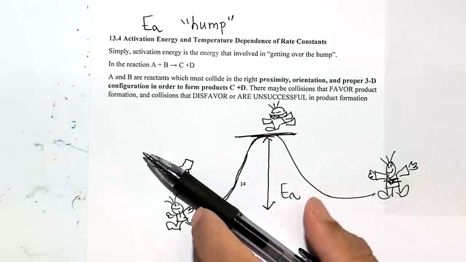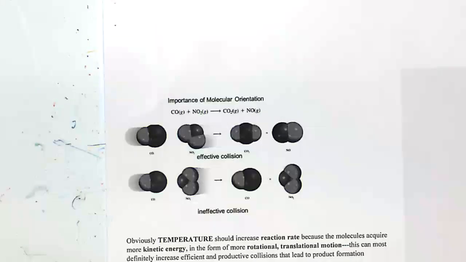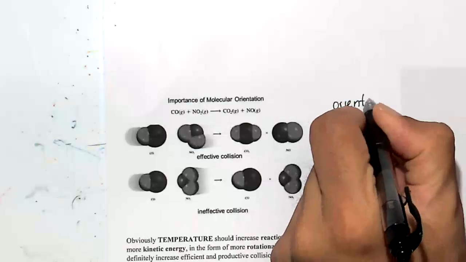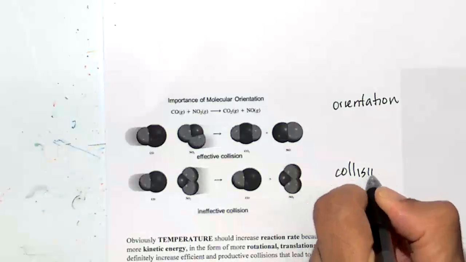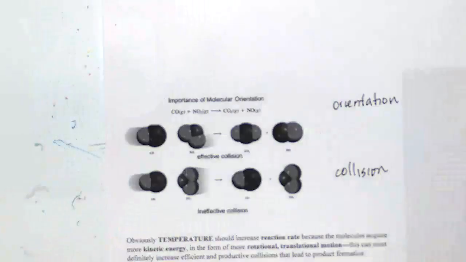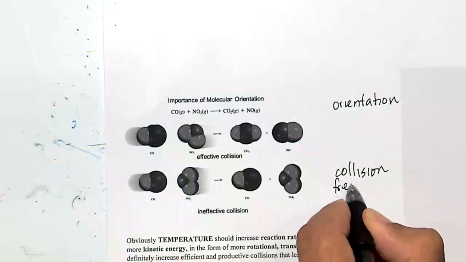Okay, the reaction has to have two things for it to happen. One is they have to have the right orientation, and they have to have the right collision frequency. Okay? So what's the thing that we should really take away from that exactly? What we should take away from this exactly is that for a reaction, the molecules must have the right orientation and right collision frequency.